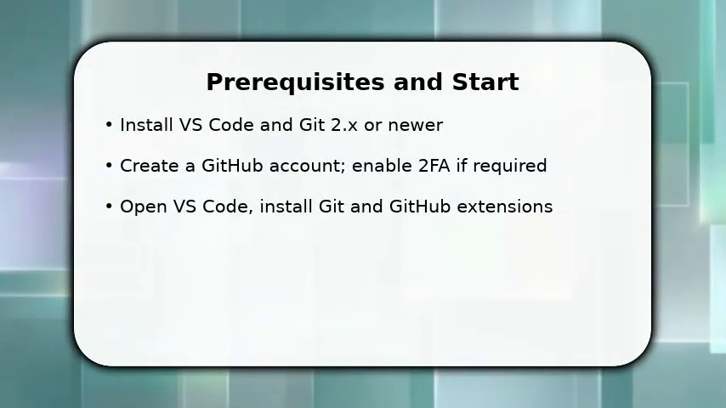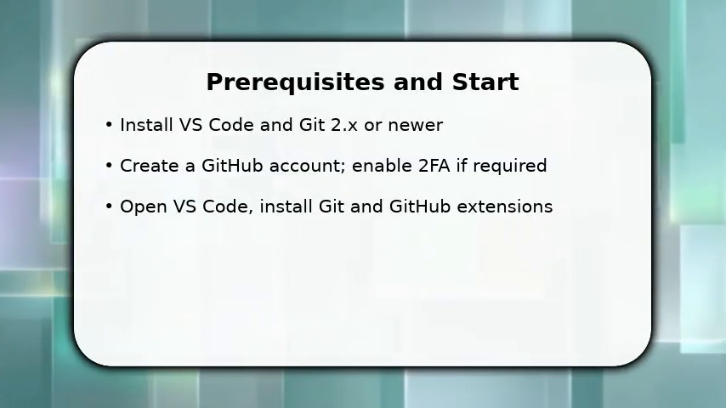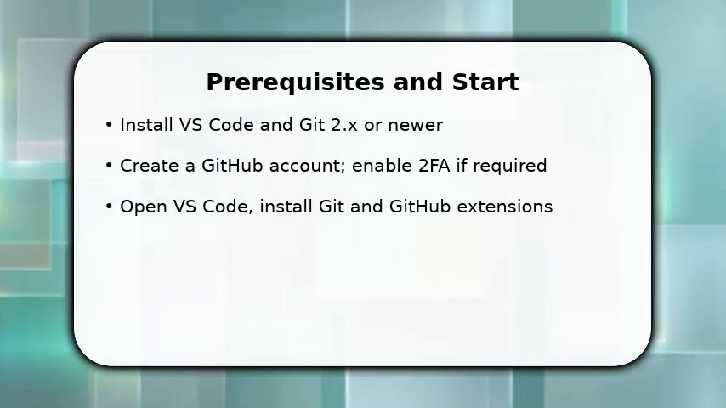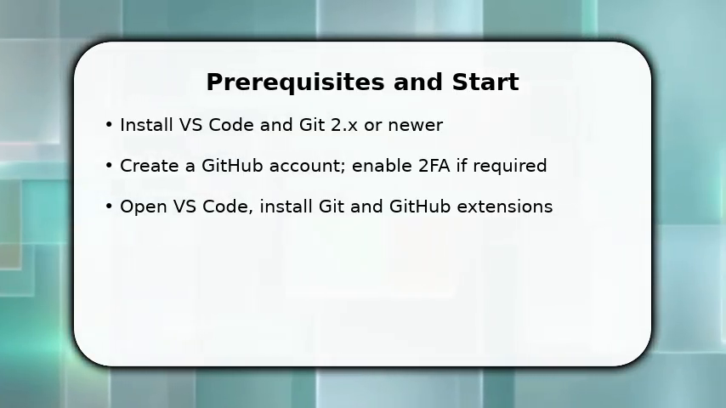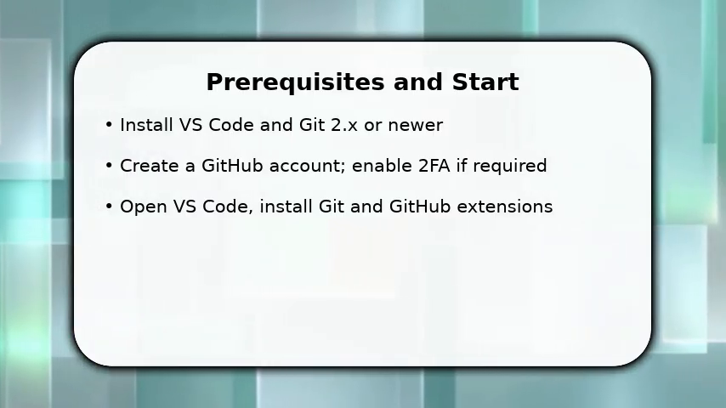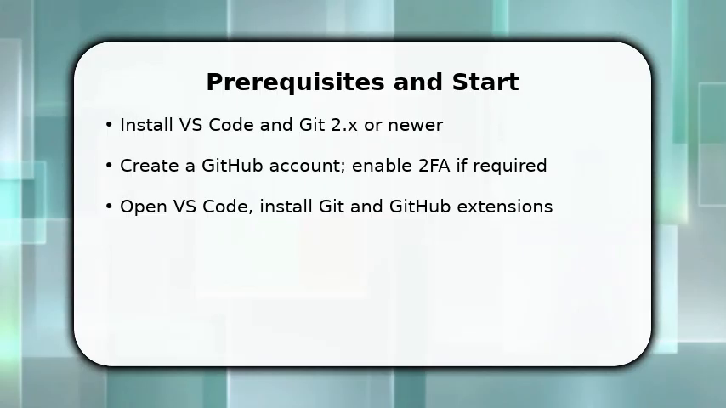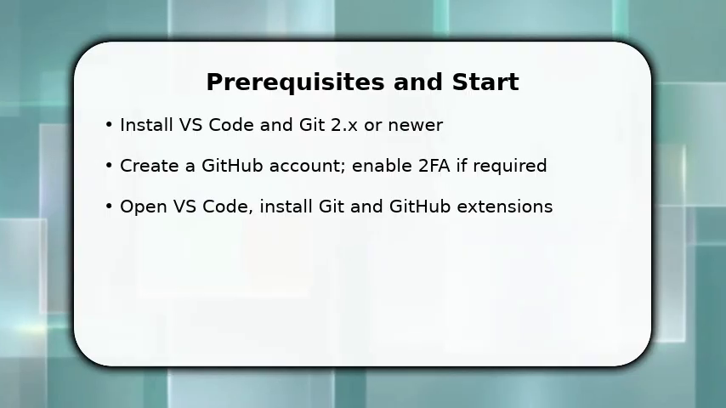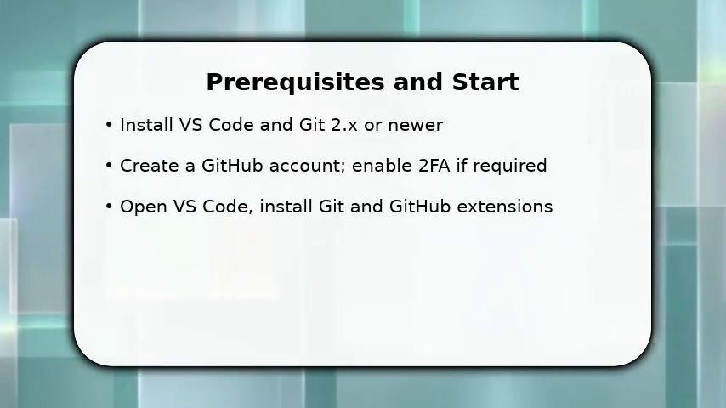You will start by verifying prerequisites: VS Code, Git installed, and a GitHub account. Once those are ready, open VS Code and install the official Git and GitHub extensions to bridge the tools. Next, configure your global Git name and email so commits identify you. Finally, generate an SSH key or prepare a PAT.